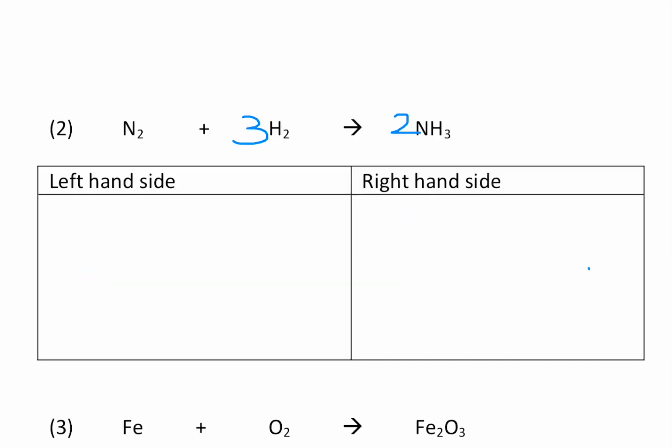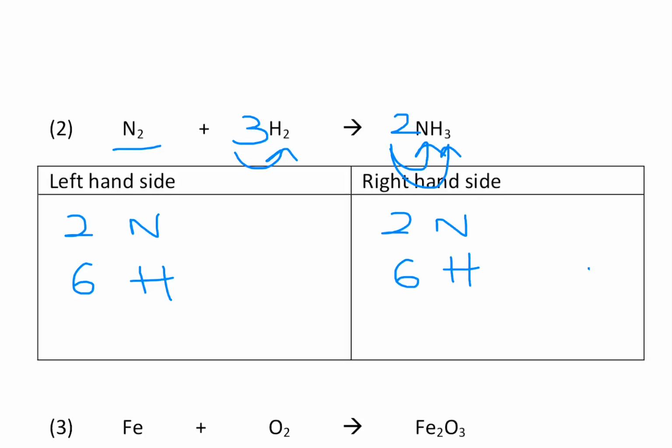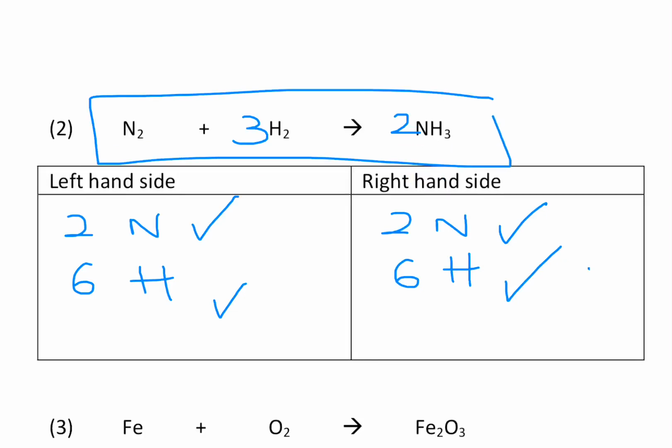Because I've changed the numbers on both sides, I'm going to count again. So 2 nitrogen, 3 times 2, 6 hydrogen, 2 times 1, 2 nitrogen, and 2 times 3, 6 hydrogen. So as you can see, in one step you balance the equation. So it gives the same answer, but where you start doesn't really matter. You will still get the same answer. You choose which is the easiest for you.